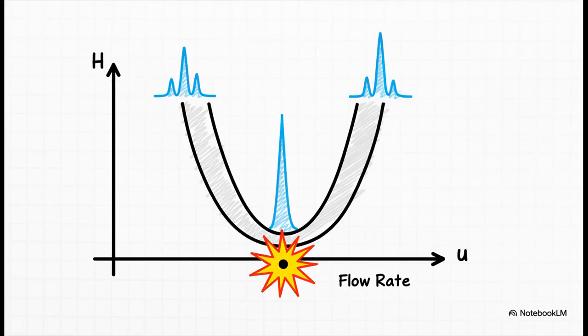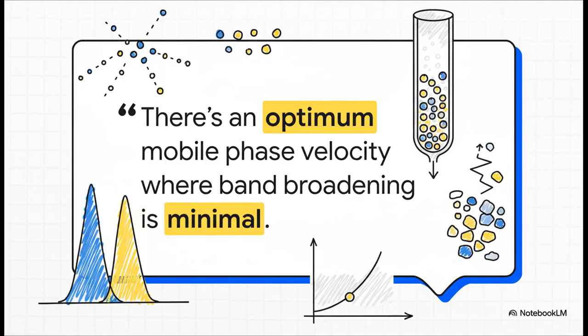If you actually plot the Van Deemter equation with plate height, H, on the vertical axis and flow rate, U, on the horizontal, you get this classic U-shaped curve. And our job as analysts is to find that sweet spot. See it? It's right there at the very bottom of the U. That point is the optimal flow rate to get the smallest plate height, and therefore the sharpest, most efficient peaks possible.